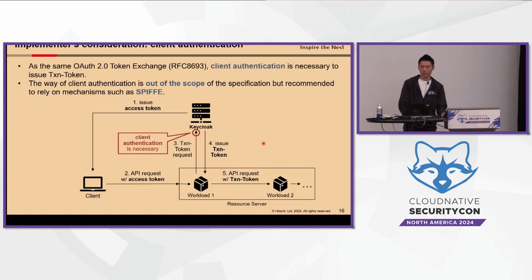There is one implementer's consideration, that is client authentication. As with OAuth2 token exchange, client authentication is necessary to issue a transaction token. In this figure, it is this red area. The way of client authentication is out of the scope of the transaction token specification, but it is recommended to rely on mechanisms such as SPIFFE.